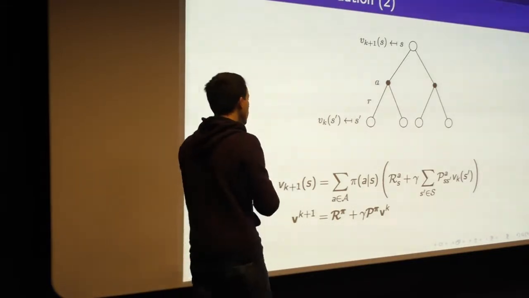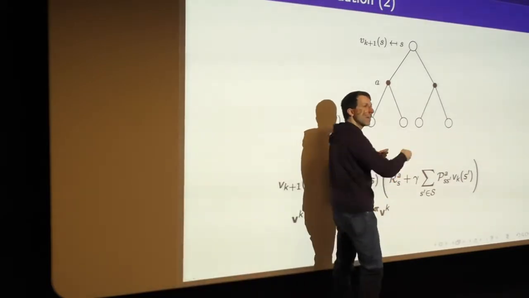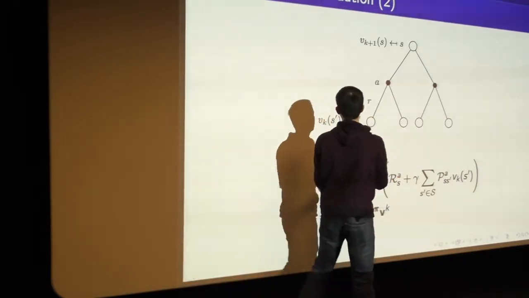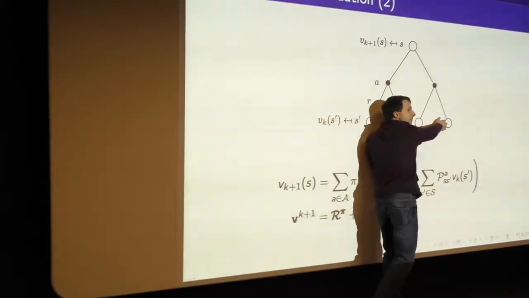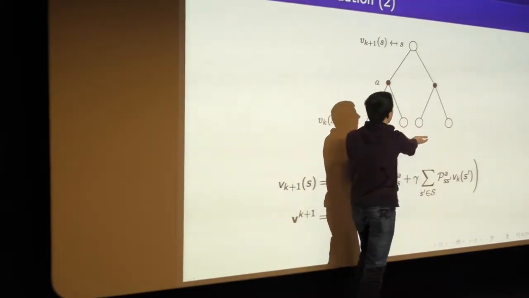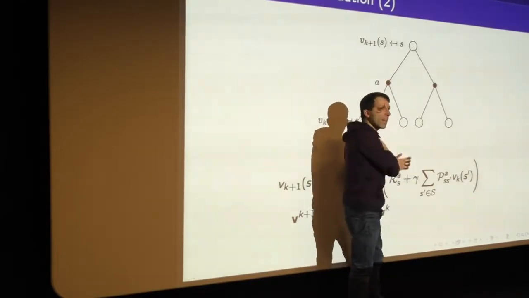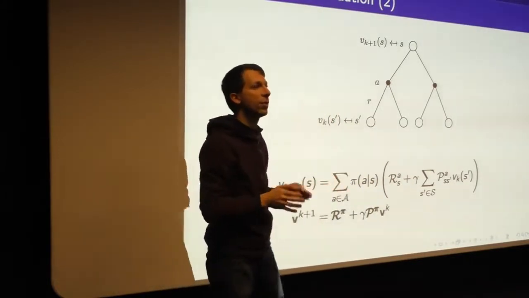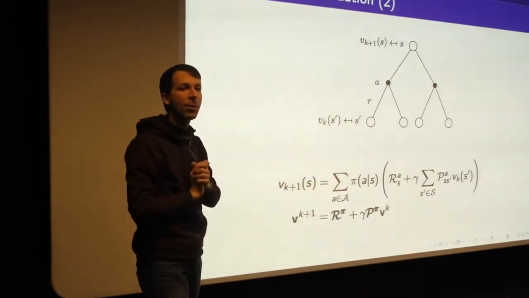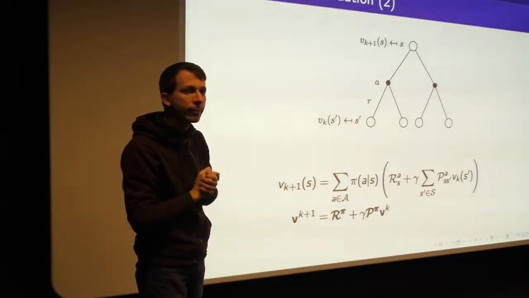And then what we do is iterate that process. We take the value function we've just computed, our vk plus 1, and now that takes a turn at being the leaf. We plug that in at the leaves, we back that up, and we get vk plus 2 at the root. We do that for every state, we iterate, and this process is guaranteed to converge on the true value function. Yeah, question?